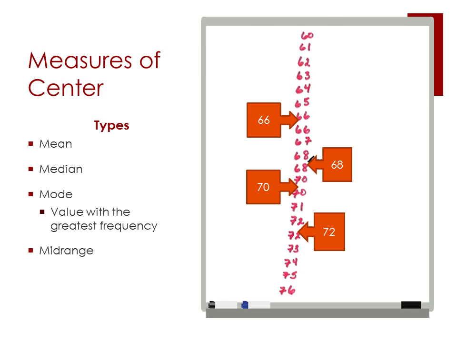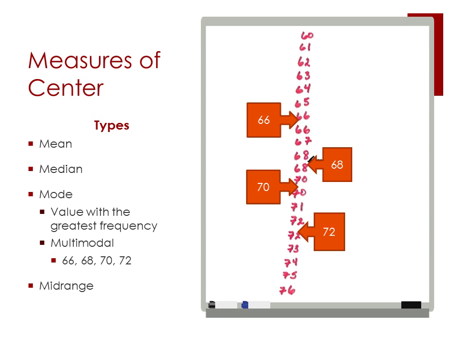The mode is the value that occurs with the greatest frequency. Again, if you look at putting your data values in order, you can see that this particular sample set has 4 modes. So we have 66 occurring twice, 68 occurring twice, 70 occurring twice, and 72 occurring twice. This means that this is what we call a multimodal distribution.